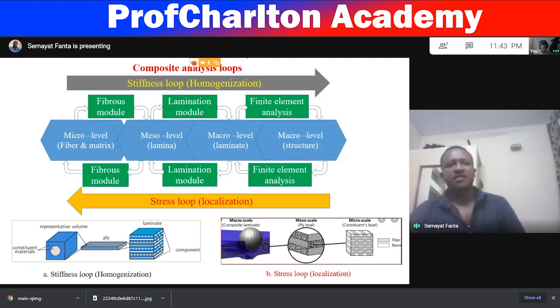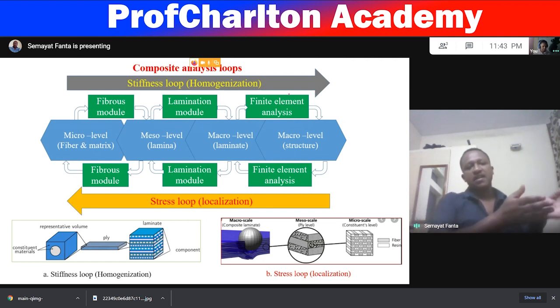More clearly, the classification has two loops. The forward loop, from micro to macro level, is known as the stiffness loop or homogenization loop.